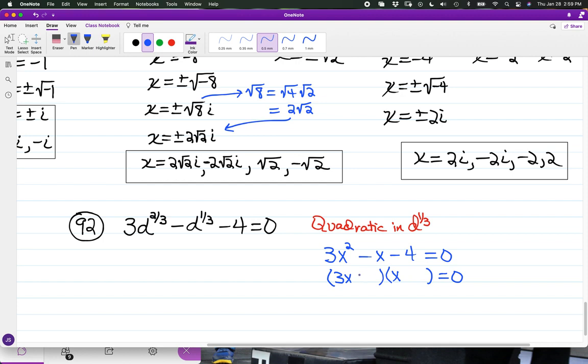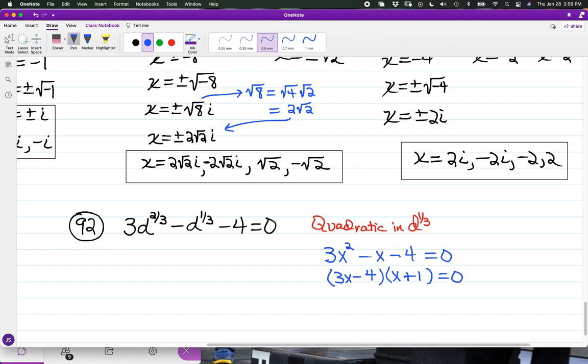And the only combination here will be plus 1 and minus, let's see, no, think about another set. So that is going to be minus 4 and plus 1. So you have 3x squared plus 3x minus 4x gets us to negative x. And negative 4 times 1 is negative 4.